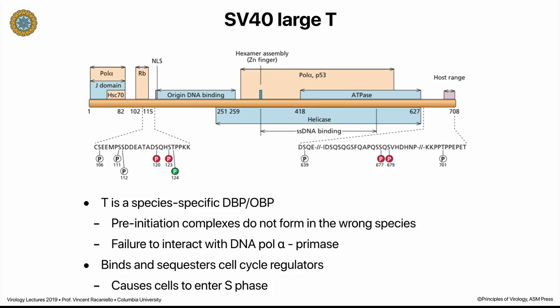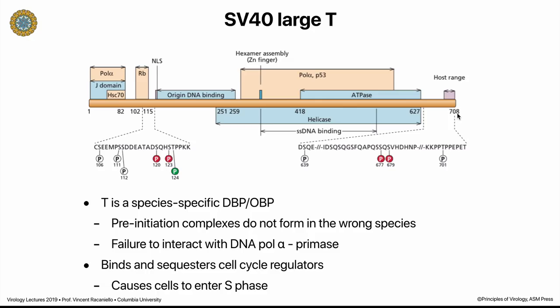Here's a close look at the large T antigen of SV40. This is a protein we will revisit. It's quite interesting, has lots of functions. It's been called the most studied protein on Earth. And here is the linear representation of the protein sequence. It's 708 amino acids long, and different functional domains are shown on the protein.